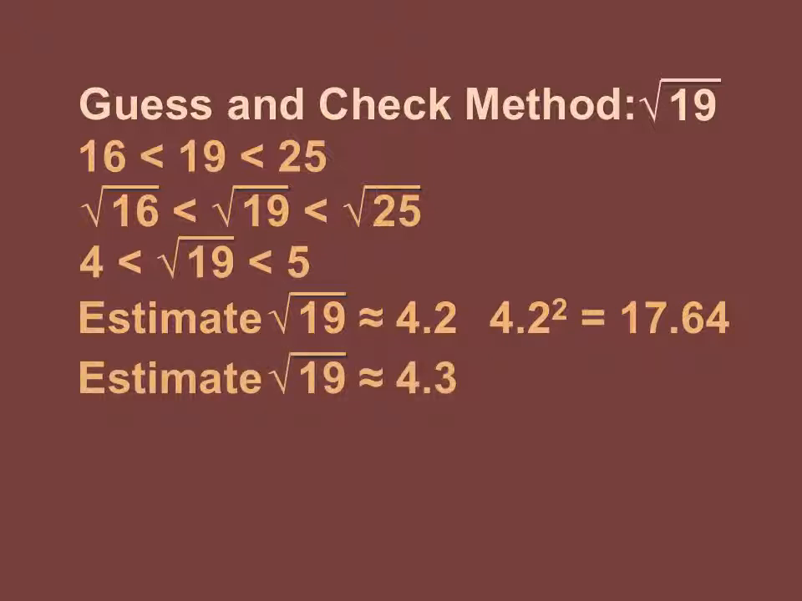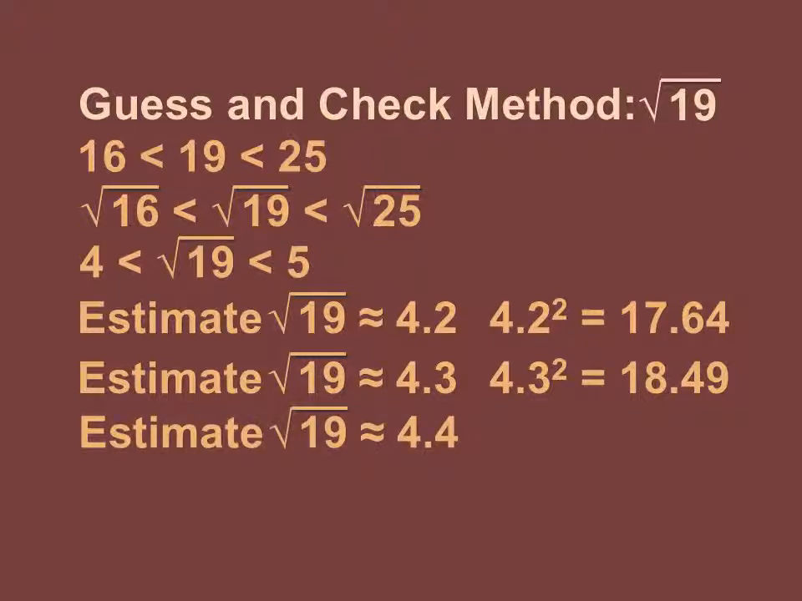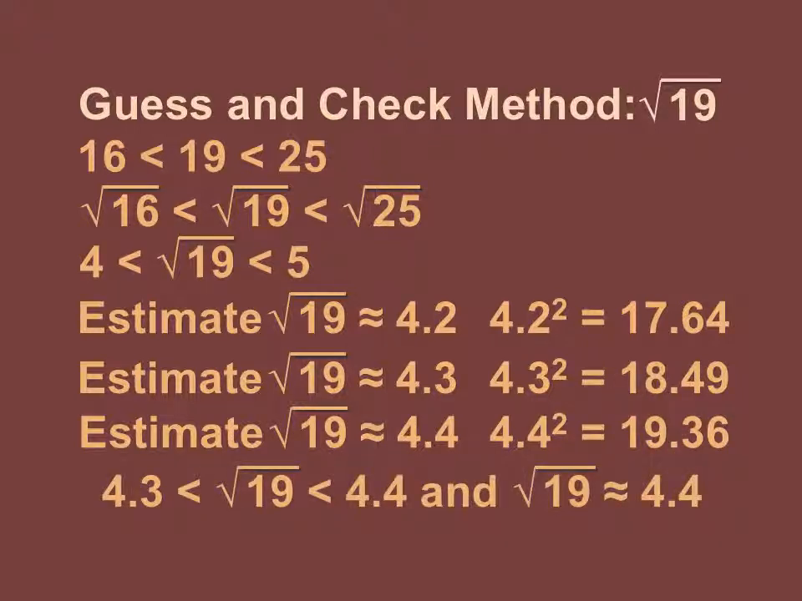So why don't we try doing another tenth? Let's try 4.3. Well, 4.3 squared gives me 18.49, which is a little closer to 19. So let's do 4.4. 4.4 squared gives me 19.36, which is a little bit over 19. So notice that when I did 4.3, I was off by 0.51. And when I did 4.4 squared, I was off by 0.36. So since 4.4 got me closer to 19 than 4.3 did, my approximation for the square root of 19 is going to be 4.4.